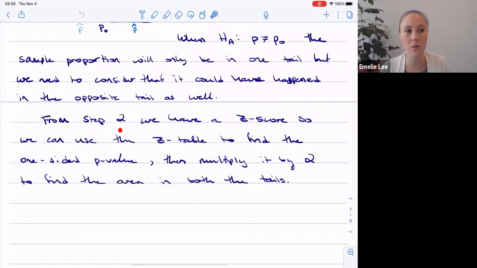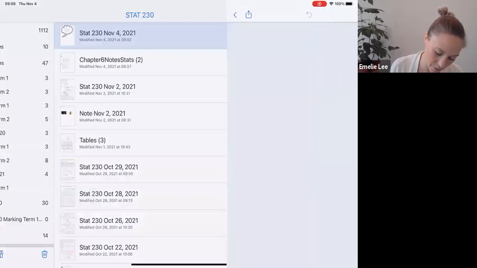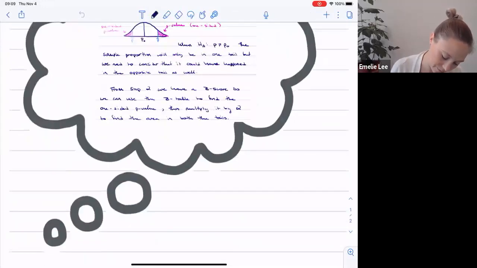So from step 2, you have a z-score, and this is where we're going to pick up. You can use the z-table to find the one-sided p-value, and then multiply it by 2 to find the area in both of the tails, right? And that will be our two-sided p-value.